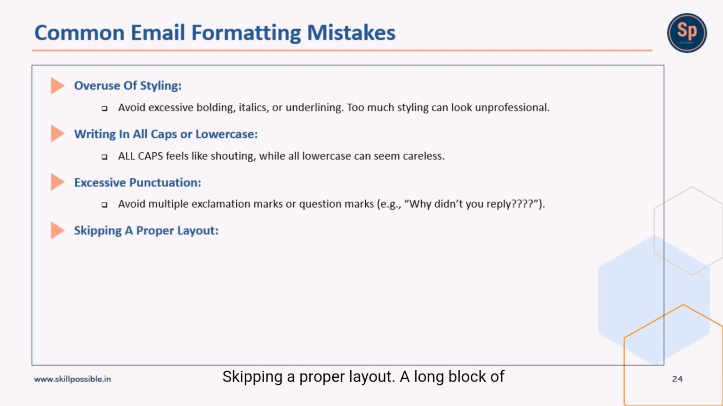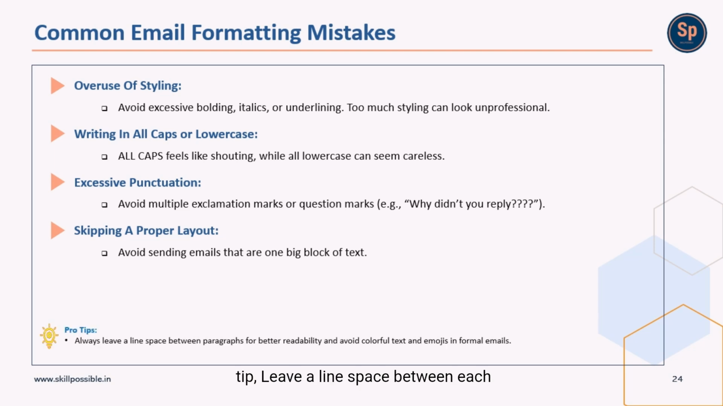Fourth, skipping a proper layout. A long block of unbroken text is hard to read and easy to ignore. Always structure your email into clear sections or short paragraphs. Pro tip: leave a line space between each paragraph for better readability. And when writing formal emails, avoid using colorful text or emojis. They may be fine in a chat, but they don't belong in a professional setting. By avoiding these common mistakes, your emails will look cleaner, read better, and leave a stronger impression.